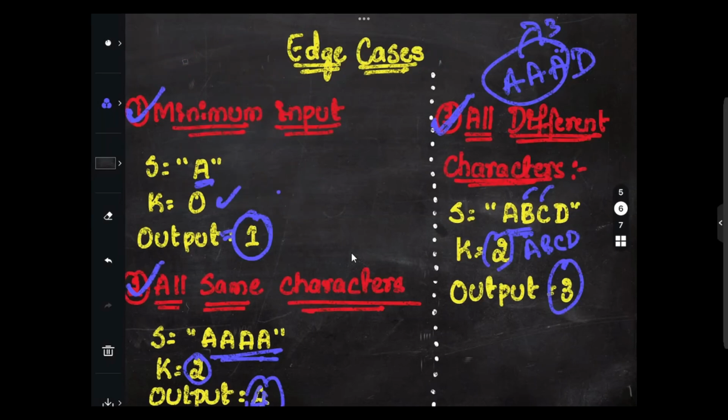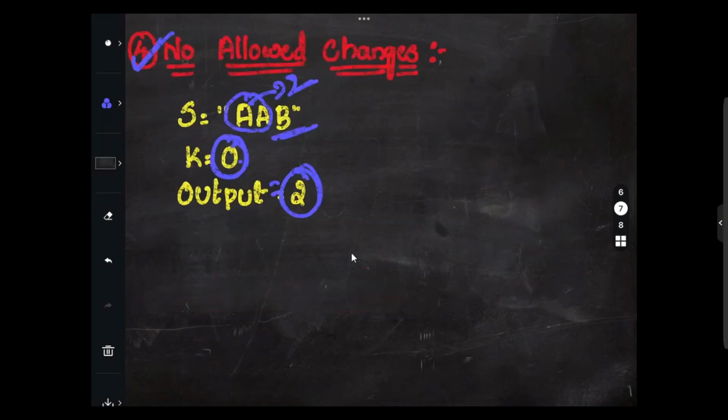So the first edge case that we went with here is minimum input. The second edge case is all same characters. The third edge case is all different characters. And the fourth edge case is no allowed changes, right? Simple to understand these 4 edge cases.